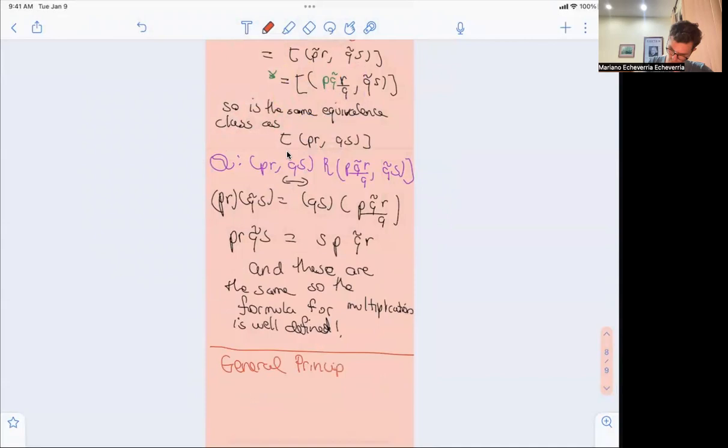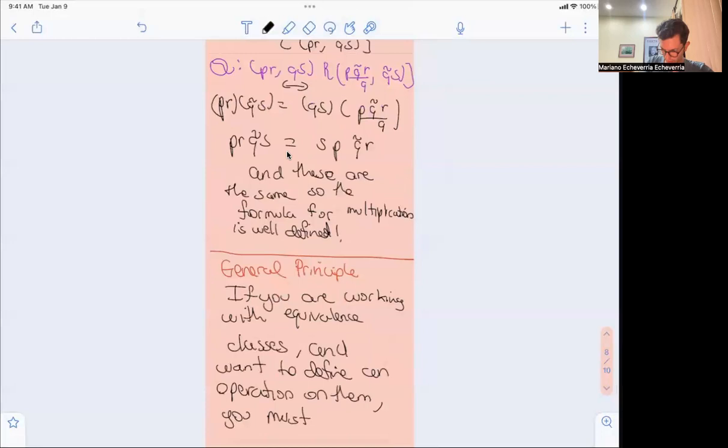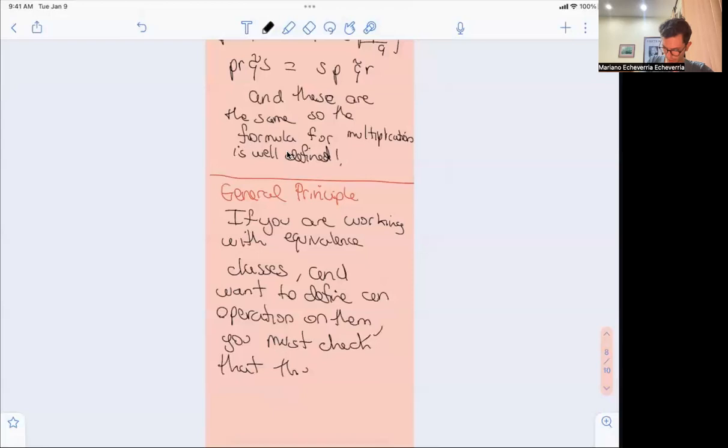So the general principle: if you are working with equivalence classes and want to define an operation on them, you must check that the answer does not depend on the representative chosen.